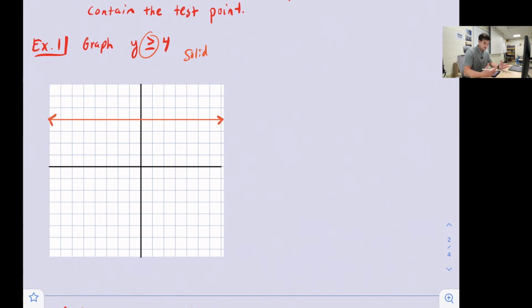Now I'm going to plug in my test point, the origin. For y is greater than or equal to 4, I plug in 0 for y. Is 0 greater than or equal to 4? Well, no. So now I'm going to shade the top part of this coordinate plane, in other words, the section of the coordinate plane that does not contain my test point.